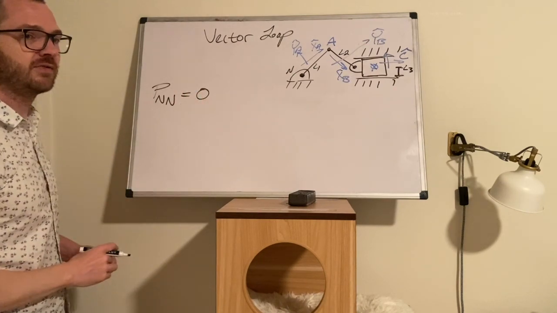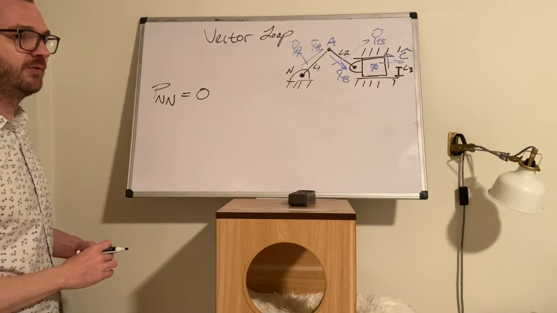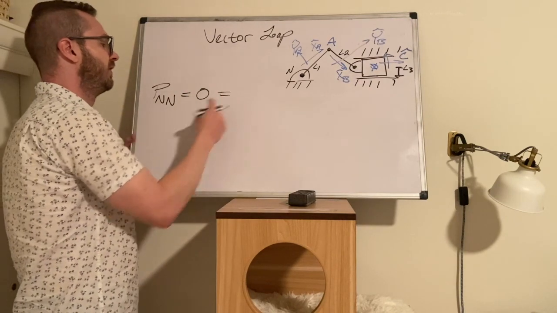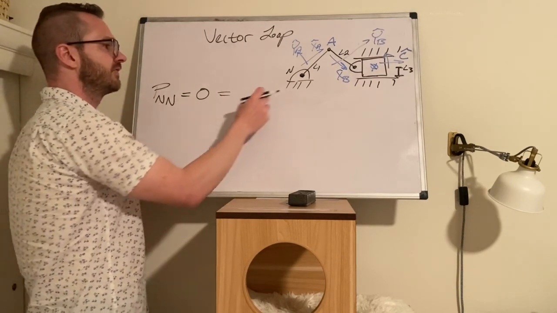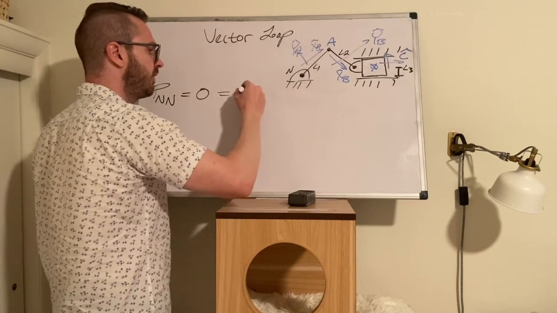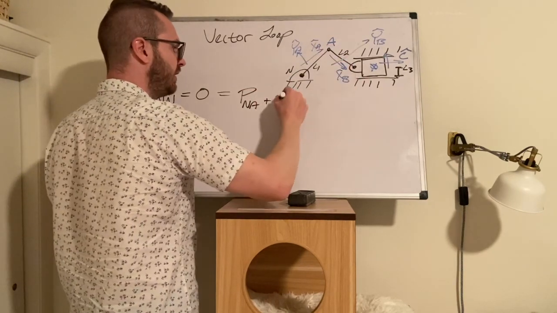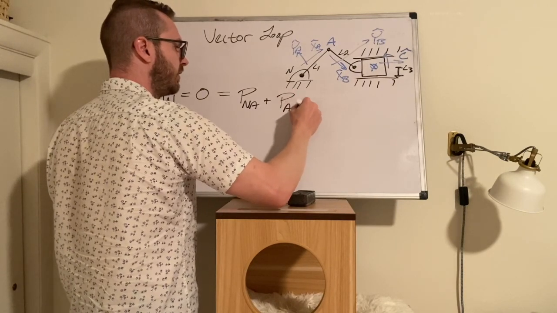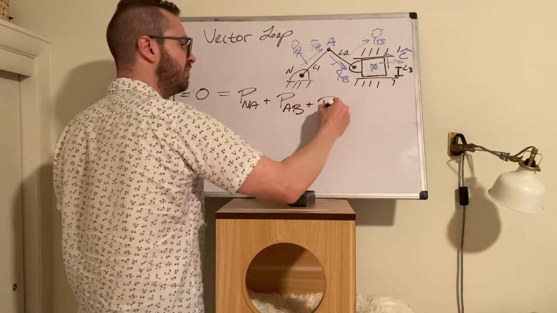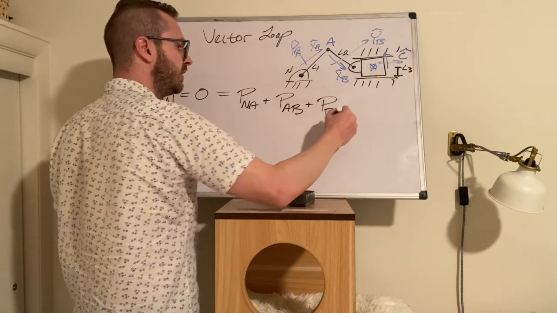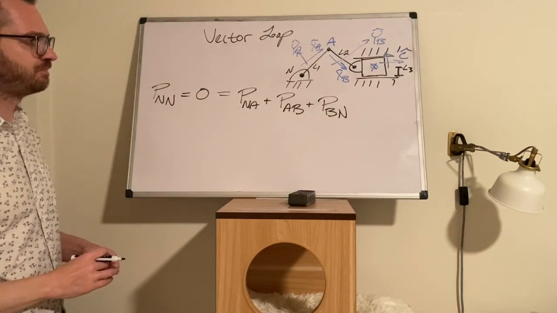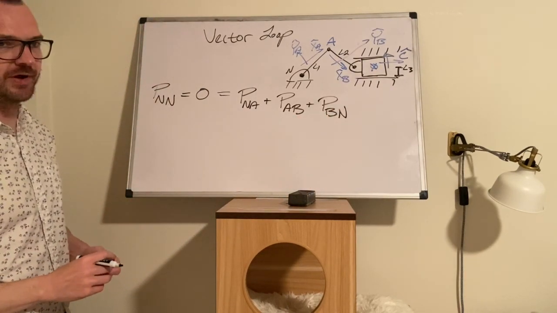Nothing. The distance is 0, but we're going to do this. So how do we approach this? Let's go from point N to point A, and let's go from point A down to point B, and then let's go from point B back to point N.